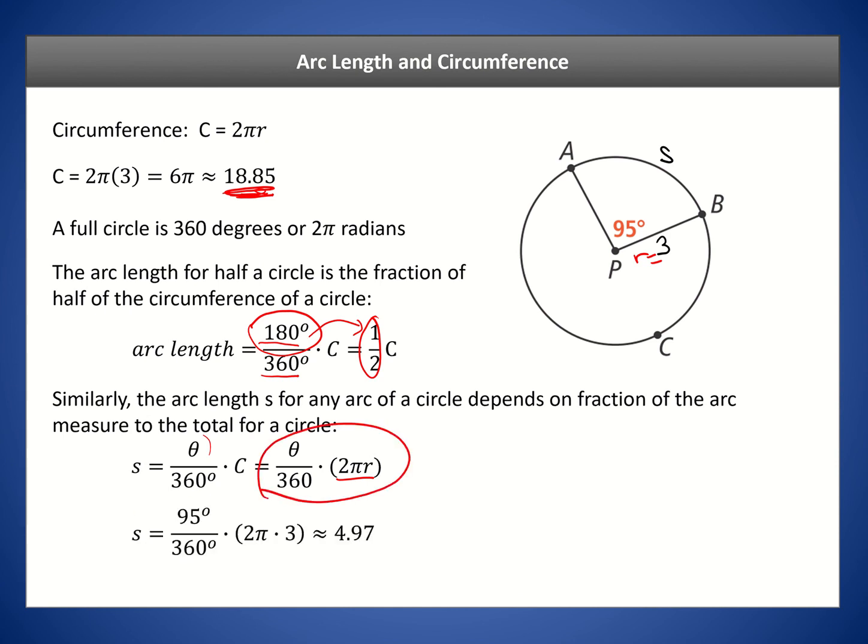So in this case, we have 95 over 360 times the 6 pi from earlier, and we get 4.97. And so the distance here will be 4.97 to travel from point A to point B. But if I were to travel the whole circle, it would be 18.85.